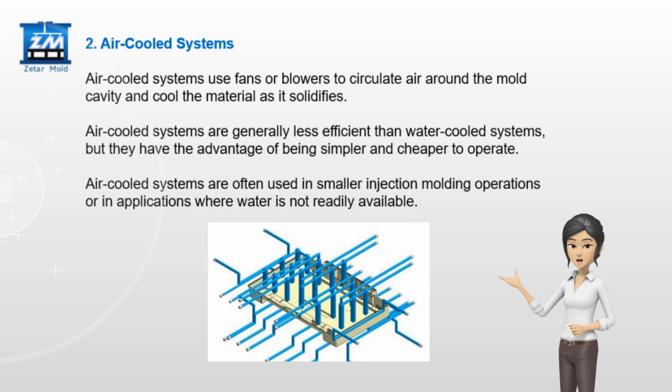Air-cooled systems. Air-cooled systems use fans or blowers to circulate air around the mold cavity and cool the material as it solidifies. Air-cooled systems are generally less efficient than water-cooled systems, but they have the advantage of being simpler and cheaper to operate. Air-cooled systems are often used in smaller injection molding operations or in applications where water is not readily available.